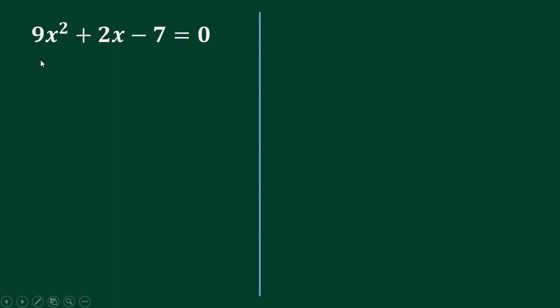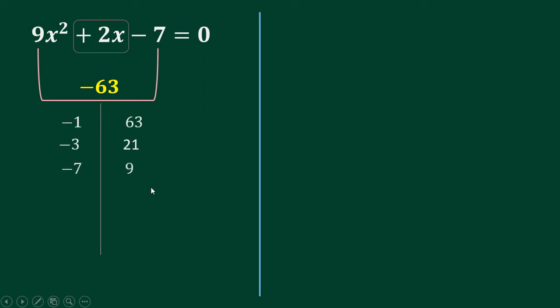Let's have this example. You multiply 9 and negative 7, that's negative 63. Then you list all the factors of negative 63. But since the middle term is positive, the bigger number should be positive. So these are the factors of negative 63. Then you add, it's 62. This one, negative 3 plus 21, that's 18. Then we have positive 2. Since the middle term is positive 2, this is our factor.